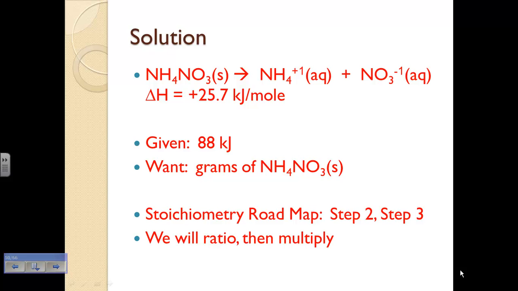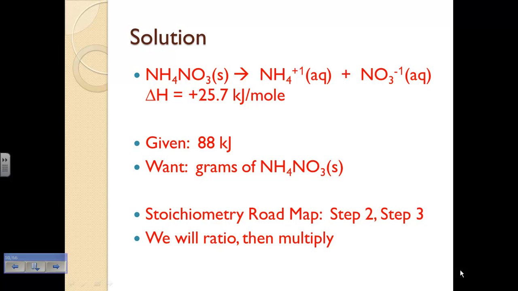See, ions only exist in water solutions. I must indicate that they're aqueous. And out of delta H, we see 25.7 kilojoules for every mole of ammonium nitrate that dissolves is absorbed. It's getting cold to our touch for endothermic. The quantity given was 88 kJs of heat. What we're being asked to solve for is grams of ammonium nitrate. Given a kJ, solve for a gram, a kJ mass problem.